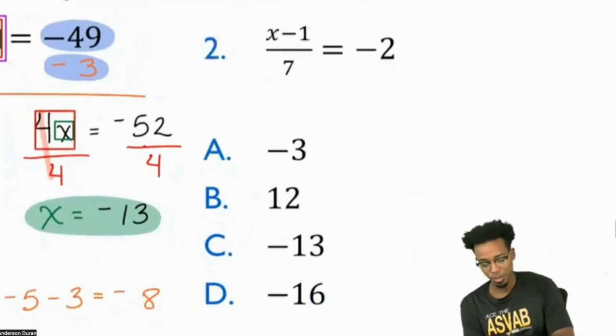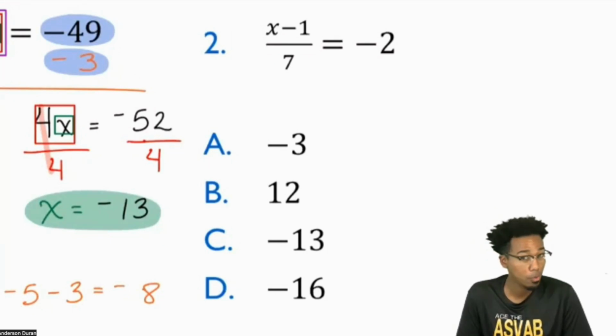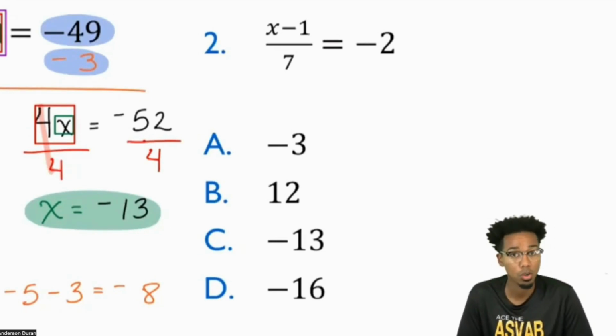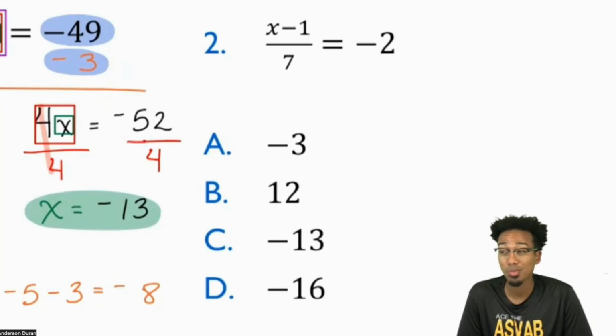So number 2 here, we have x minus 1 over 7 equals negative 2. Now, everybody, just before we begin, there are plenty of other types of solving equations problems that you need to be aware of. There's other ones that include fractions, there's parentheses involved, there's variables on both sides. And so that's why I'm really emphasizing that you've got to expand your practice space here. You've got to embrace it too. But let's go ahead and get started here.